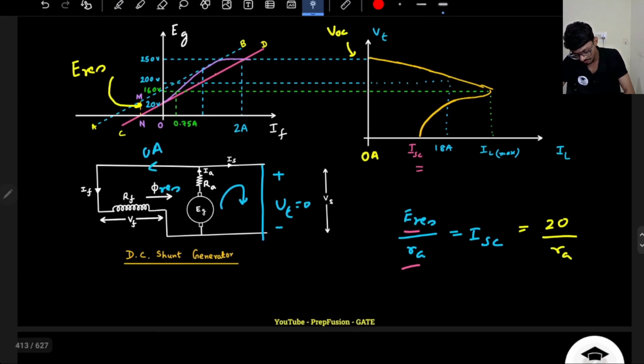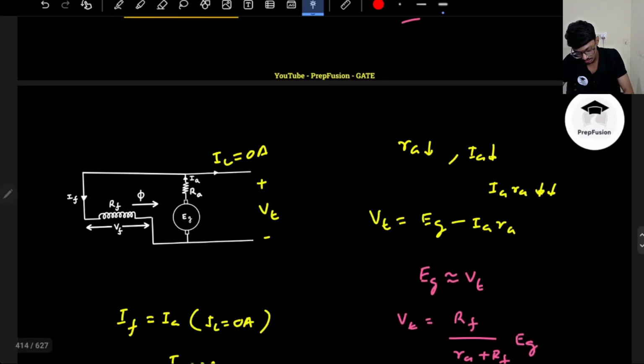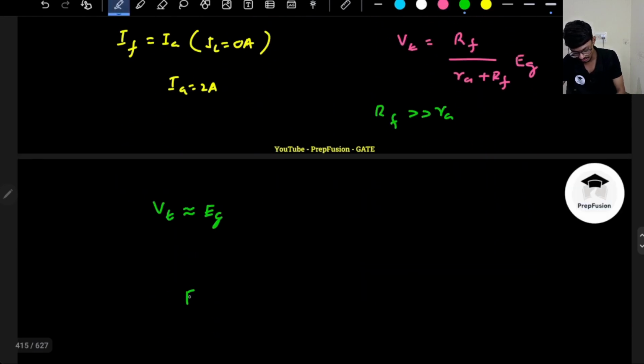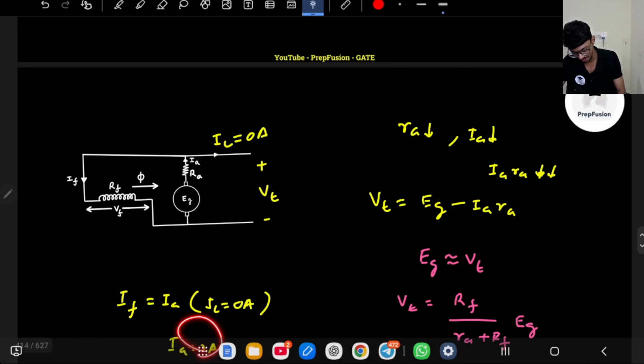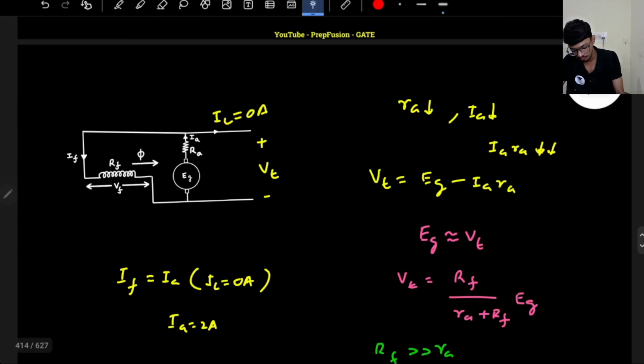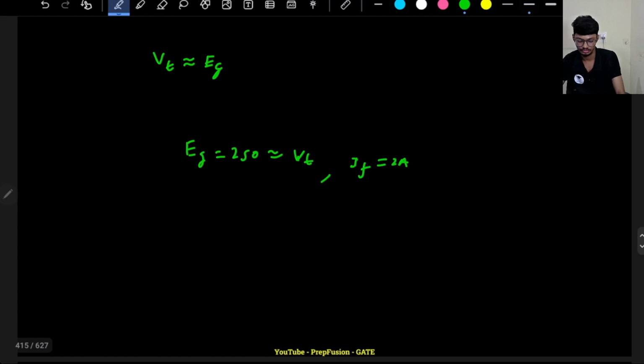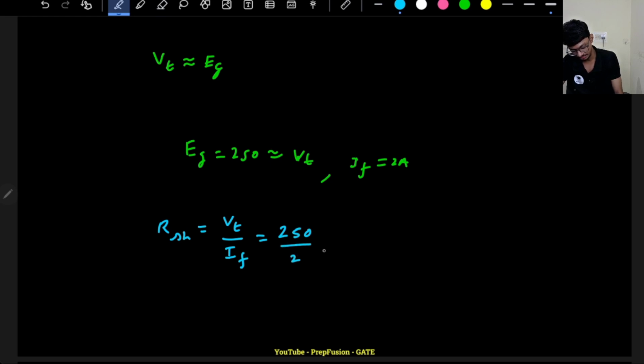So now, can you find out what the shunt resistance is? I know what my EG is. EG is given here as 250, which is roughly equal to VT, and I know my IF current. IF is 2 amperes from the graph. From the graph they have given me the IA or IF current as 2 amperes, right here. So from here, can you find out the shunt resistance? Yes, you can. RSH will be equal to VT divided by IF. VT is 250, IF is 2, so it will be 125 ohms.